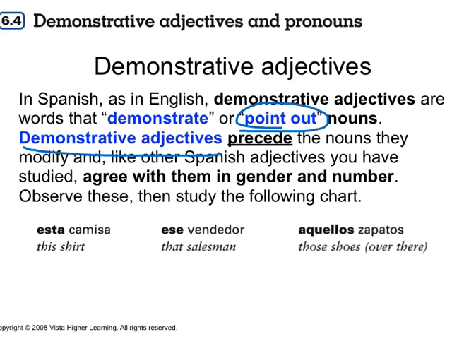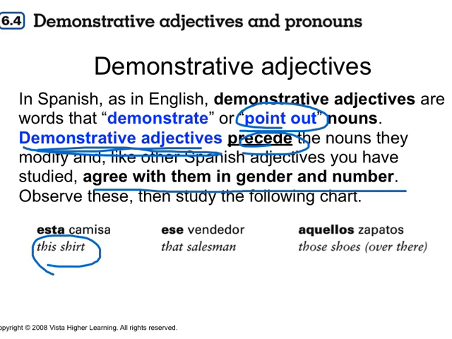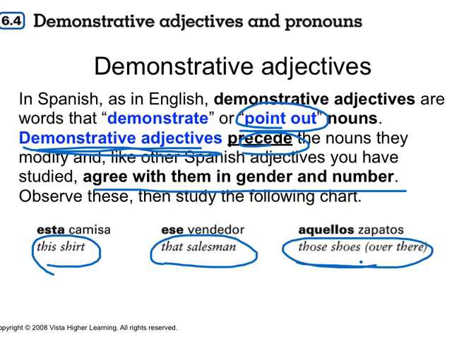In Spanish, the demonstrative adjectives precede, and they have to agree once again in number and gender. So, esta camisa, this shirt. Ese vendedor, that salesman. Aquellos zapatos, those shoes. The difference between Spanish and English is that Spanish has one more. In English, we just say this and these and that and those. But in Spanish, they have another group that I'll talk to you about in a minute.